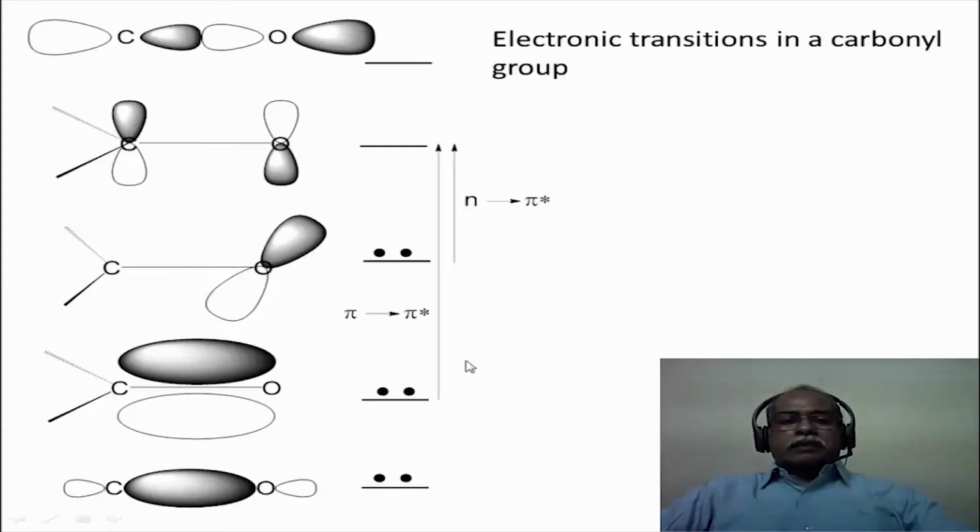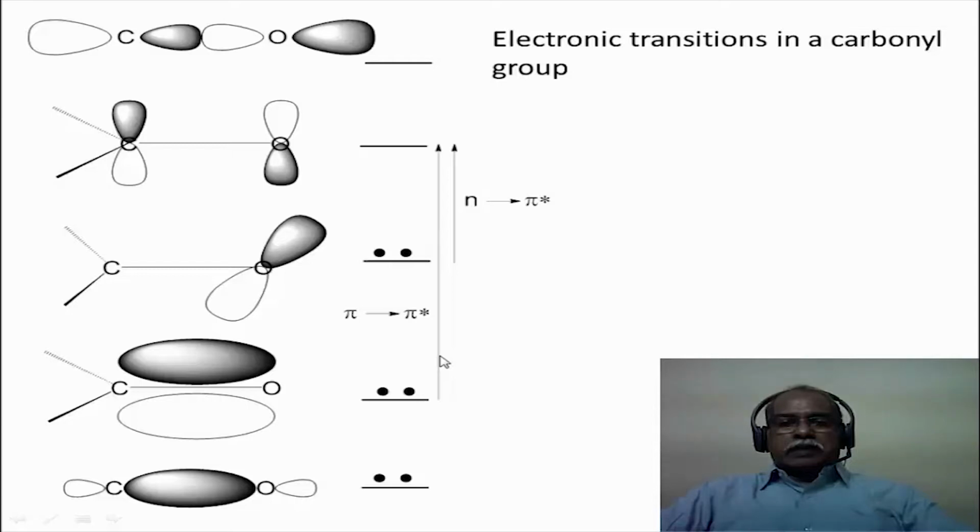Now the transition is from this level, which is the pi level, to the pi star level, which is denoted by the arrow shown here. The pi to pi star level, compared to the n to pi star level, is a higher energy transition, and hence it occurs at lower wavelength. The n to pi star occurs usually at a longer wavelength.